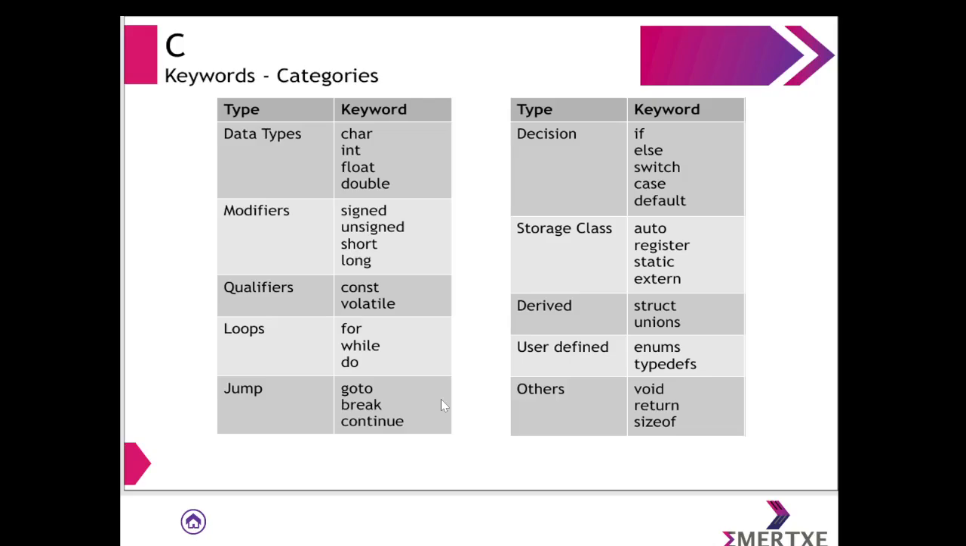In jump, like goto, break, and continue. In decision, there are different keywords like if, else, switch, case, and default. In storage class, like auto, register, static, and extern. In derived, struct, unions. In user defined, like enums and typedefs. And last, others like void, return, and sizeof.